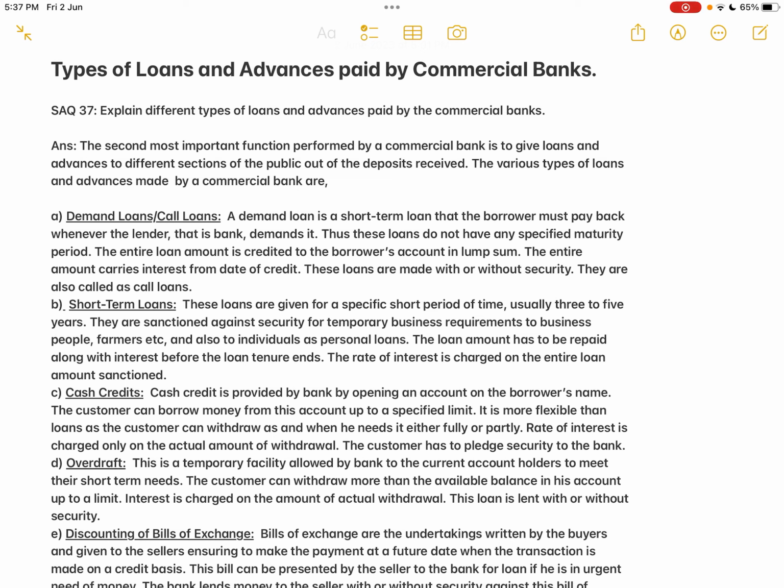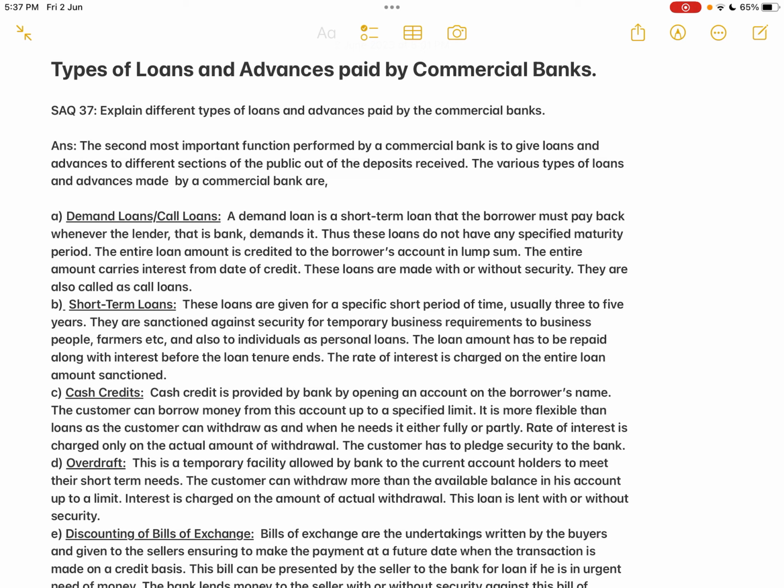Short term loans are given for a specific short period of time, usually 3 to 5 years. They are sanctioned against security for temporary business requirements to business people, farmers, etc., and also to individuals as personal loans. The loan amount has to be repaid along with interest before the loan tenure ends, that is, before the maturity period of the loan. The rate of interest is charged on the entire loan amount sanctioned. Whether the customer is using the amount or not, interest has to be paid on the entire loan amount.